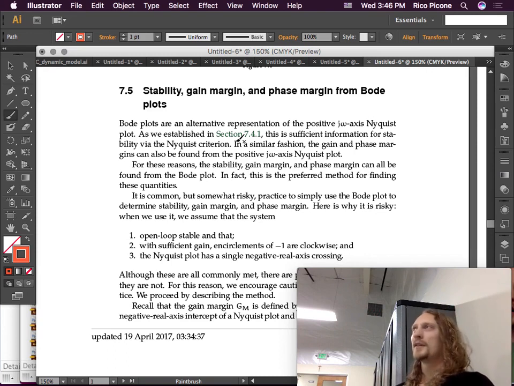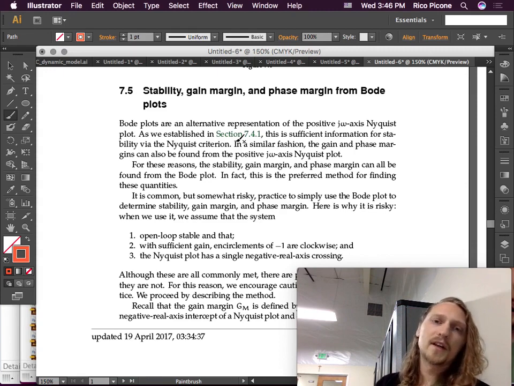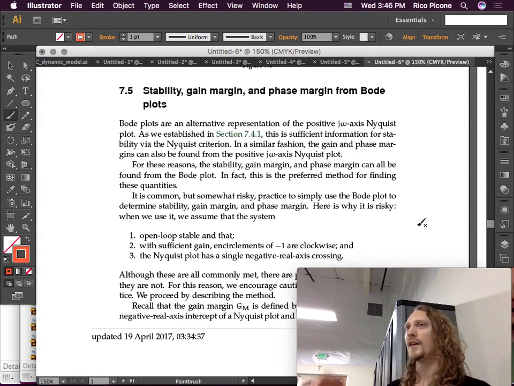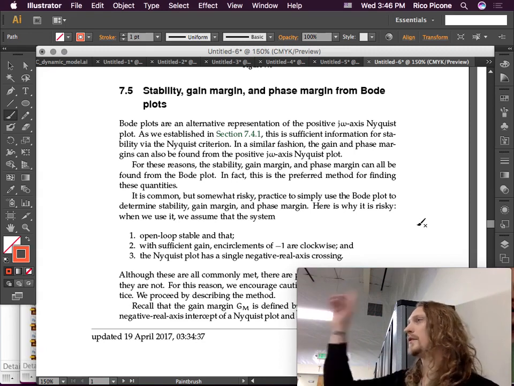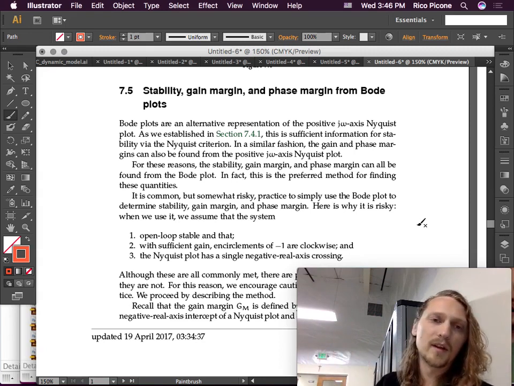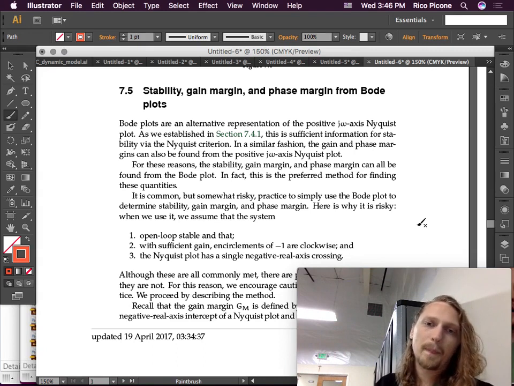So we're going to talk about stability, gain margin, and phase margin from the Bode plot, which is actually the preferred way to do this. Bode plots are an alternative representation of the positive j omega axis Nyquist plot, which we discovered you can learn about stability from. You don't have to do the negative j omega, and you don't have to do the infinity one, so you can get away with it. For these reasons, the stability, gain margin, and phase margin can all be found from the Bode plot.